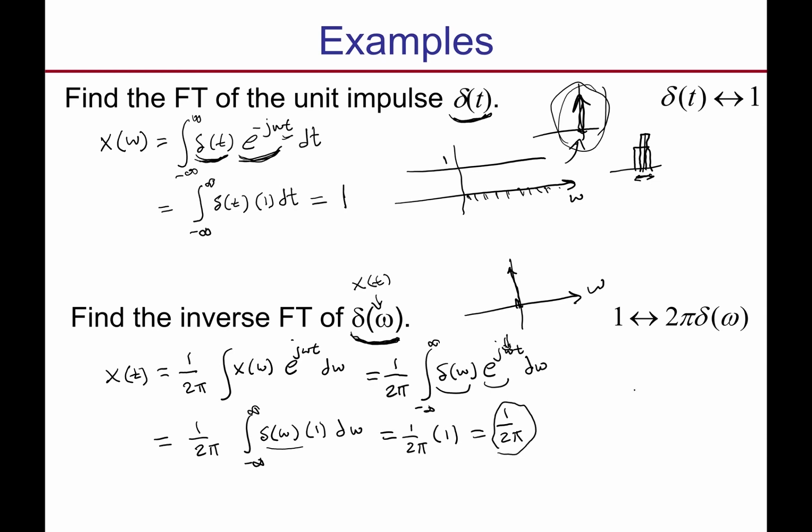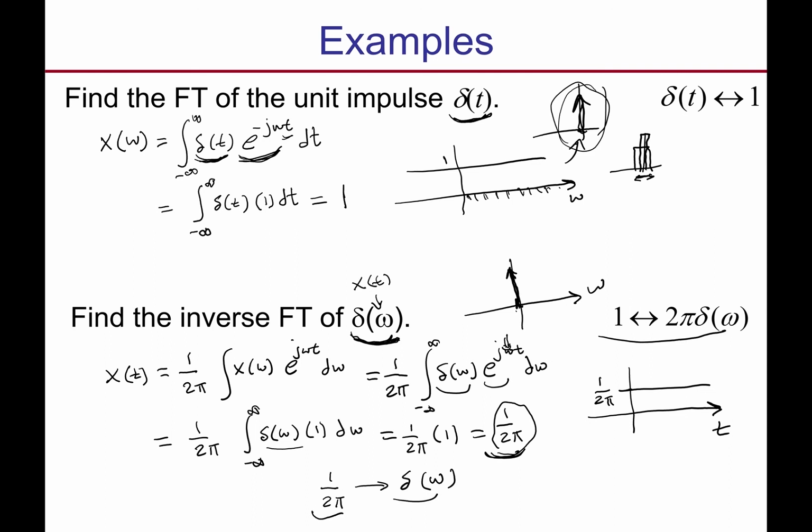If I plot it, this is time, it's just a DC of strength 1 over 2 pi. And what's the frequency content of a DC? Just 0 hertz. The Fourier transform of 1 over 2 pi is an impulse. Multiply this by 2 pi on both sides and you get this: the Fourier transform of 1 is 2 pi delta of omega.